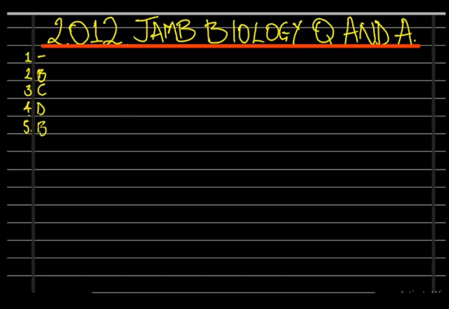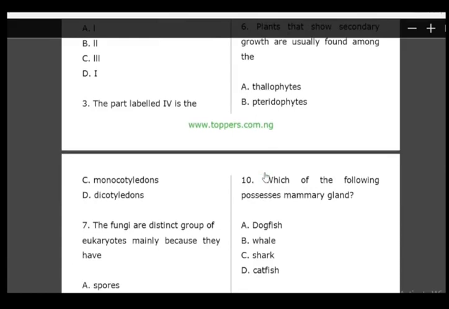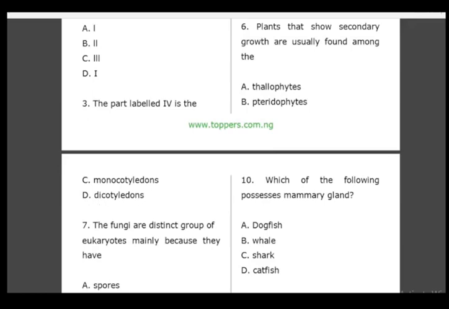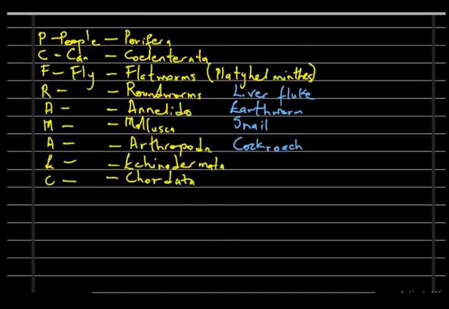Option B. And then number 6 says, plants that show secondary growth are usually found among the A, thallophytes, B, pteridophytes, C, monocotyledons, and D, the dicotyledons. Now looking at this particular question, we need to look at it holistically. Now we have plant growth, and there are 2 types of plant growth. We have the primary growth and then the secondary growth.